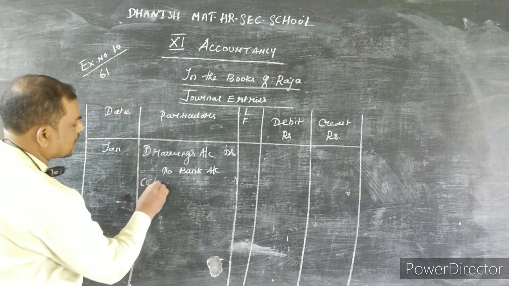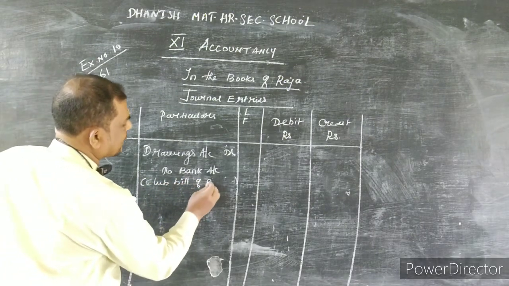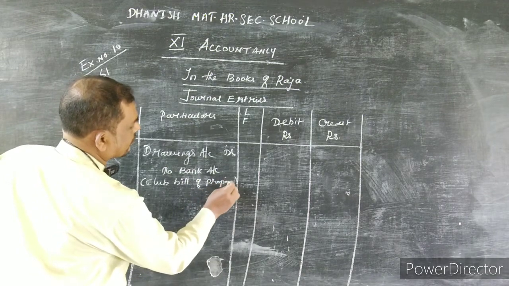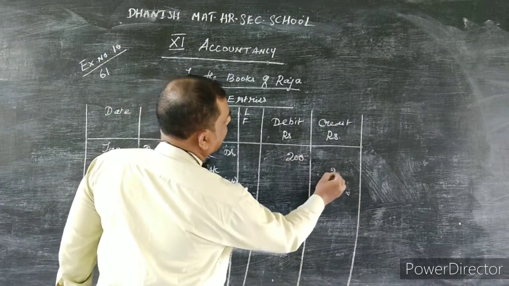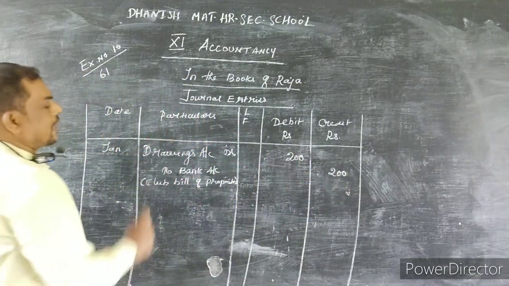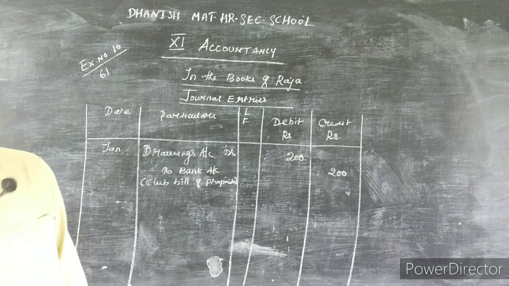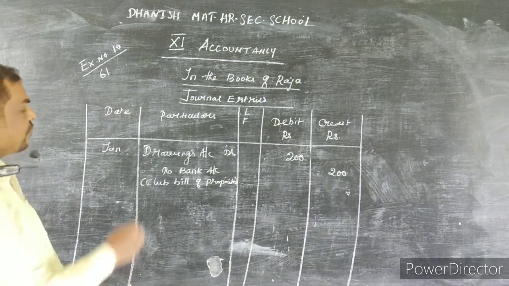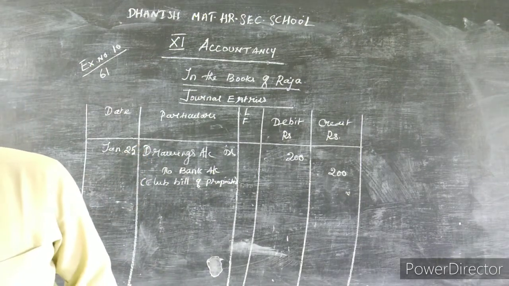Club bill of proprietor. How much? Rupees 200. Through the bank I am paying, that is by cheque. What is the date? The date is 25th January. What is the next transaction?